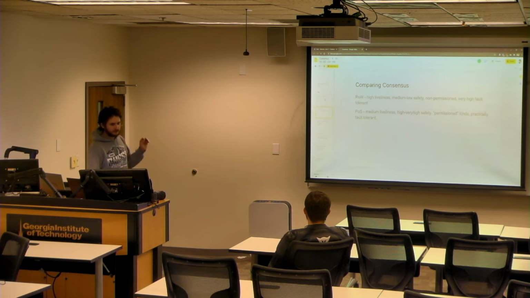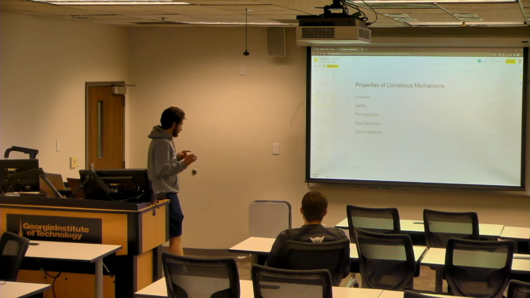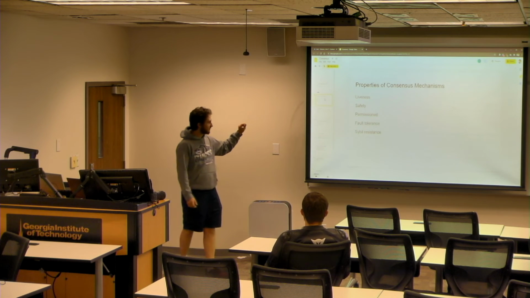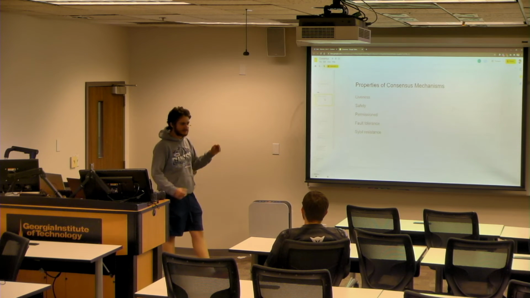So I want to look at the properties of a consensus algorithm. A lot of these are things that John talked about, but he didn't put names to them, so I'm going to put names to them: liveness, safety, permission, fault tolerance, and Sybil resistance. First one, liveness. This means that it will stay alive.